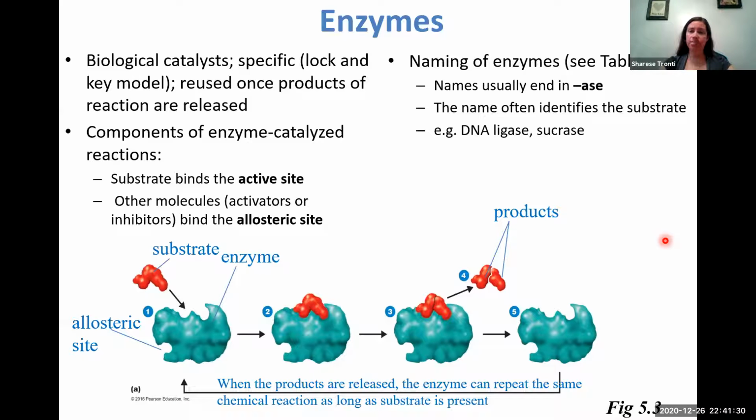The names of enzymes are pretty much always going to end in -ase. So if you see a term that ends with -ase, that's an enzyme. I want you guys to know that moving forward. Know that anything that ends with -ase is an enzyme. The rest of the name is often going to identify the substrate. That's not quite as hard and fast of a rule as the -ase part, but it's pretty typical. So like DNA ligase, a couple of examples. DNA ligase is going to stitch together DNA. Sucrase is an enzyme for sucrose, etc.